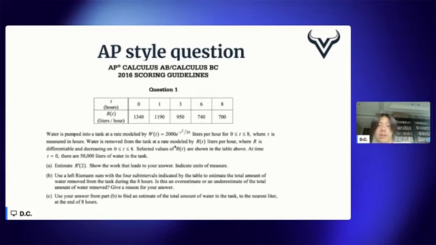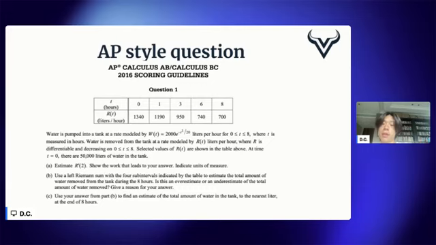So R(t) is a rate. This is what you're going to focus on. It is differentiable and decreasing on 0 to t to 8. And then selected values for R(t) are shown above. At time t equals 0, there are 50,000 liters of water. So estimate R'(2) and show the work that leads to your answer, indicating units.